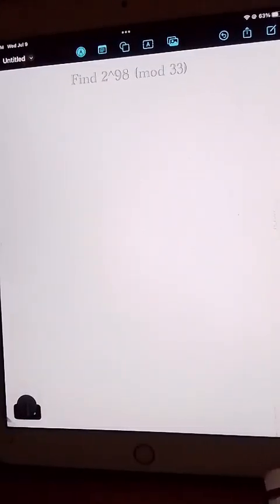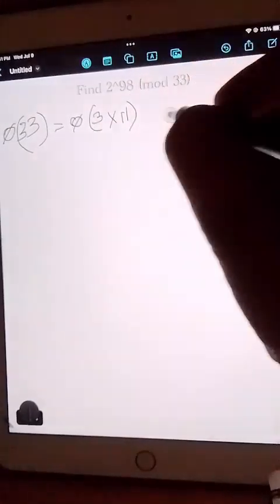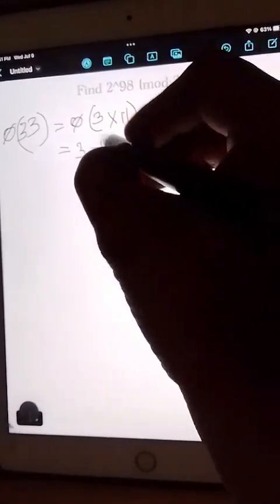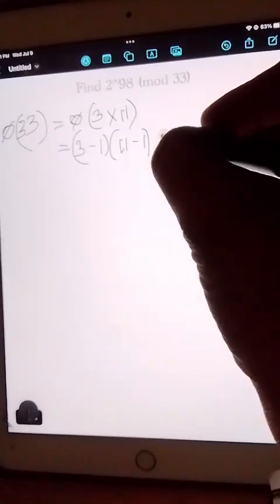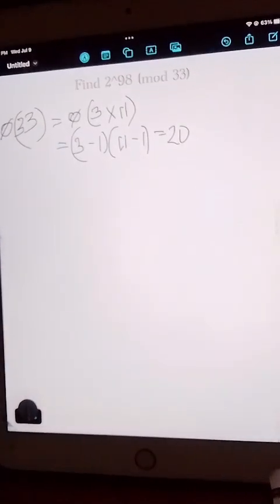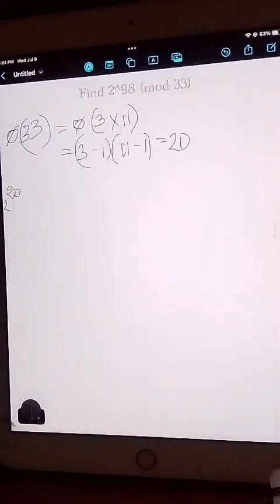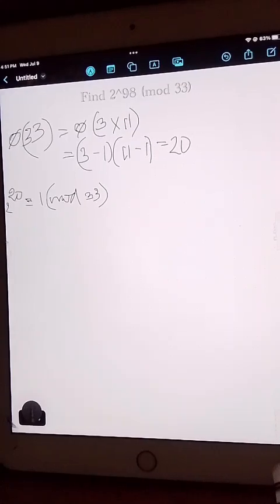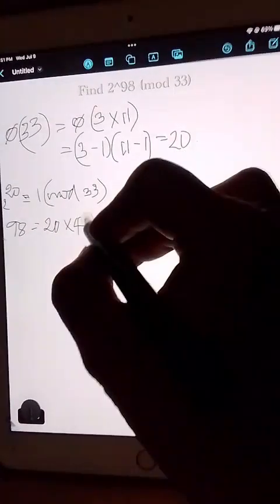Find 2 raised to the power of 98 mod 33. To find 2 raised to the power of 98 mod 33, we can use the property of modular exponentiation. So we know that phi of 33 is equal to phi of 3 times 11, which is equal to (3 minus 1) times (11 minus 1), which is equal to 20. So by Euler's totient theorem, 2 raised to the power of 20 is congruent to 1 mod 33. Then we can write 98 is equal to 20 times 4 plus 18.